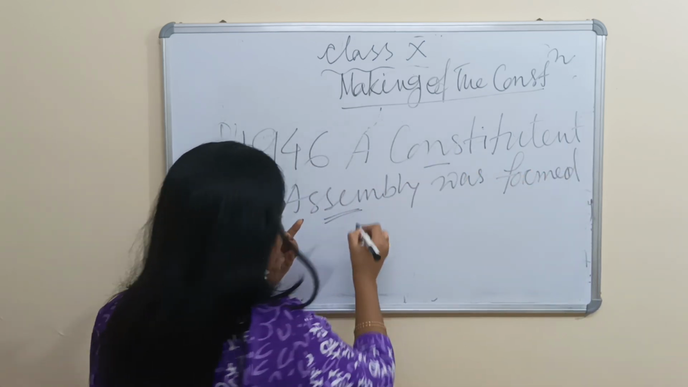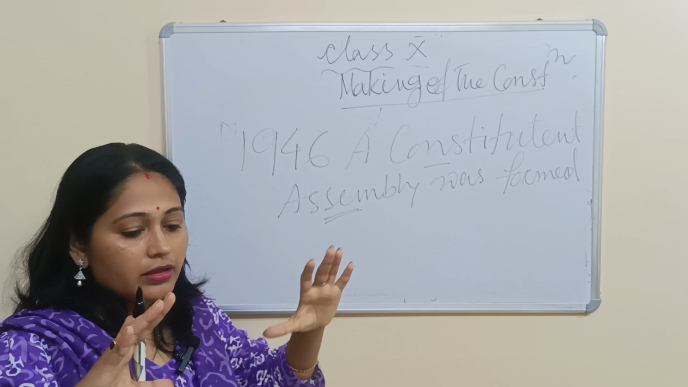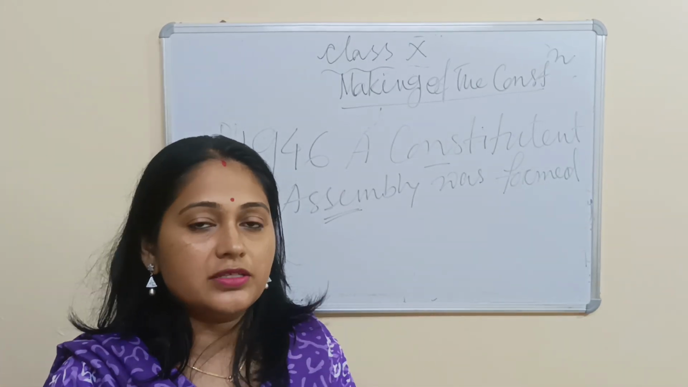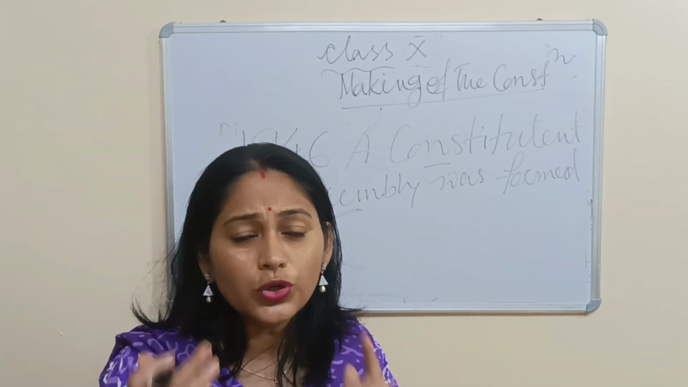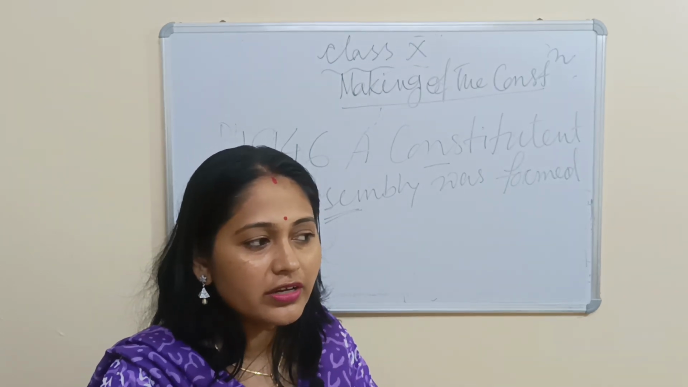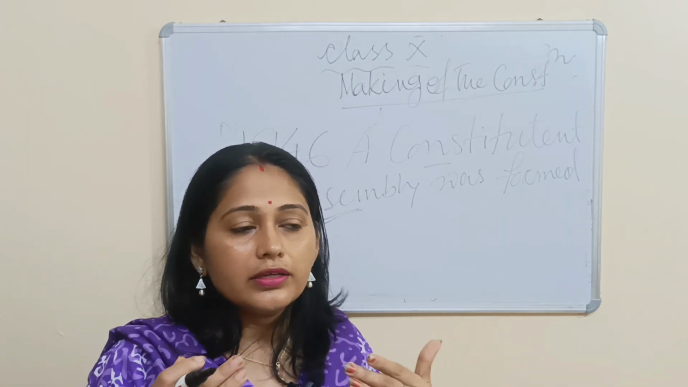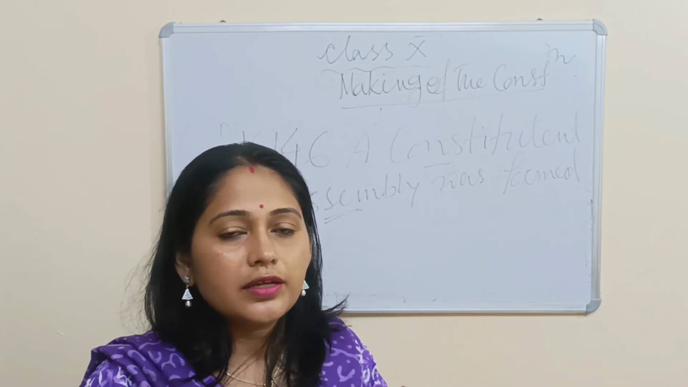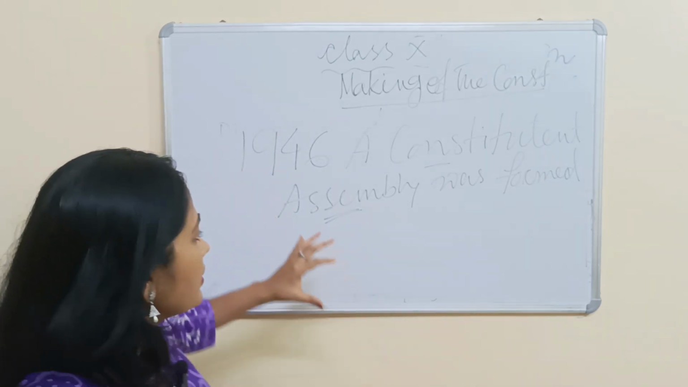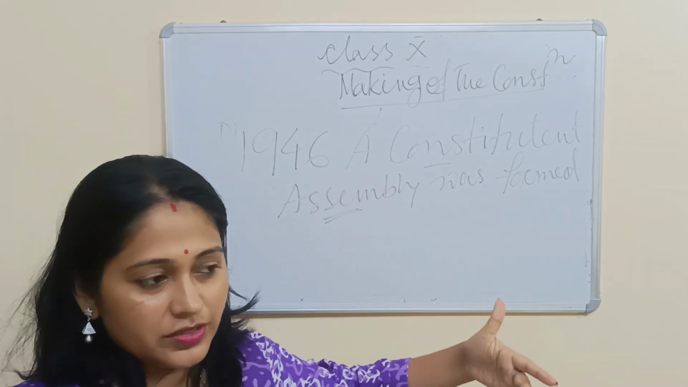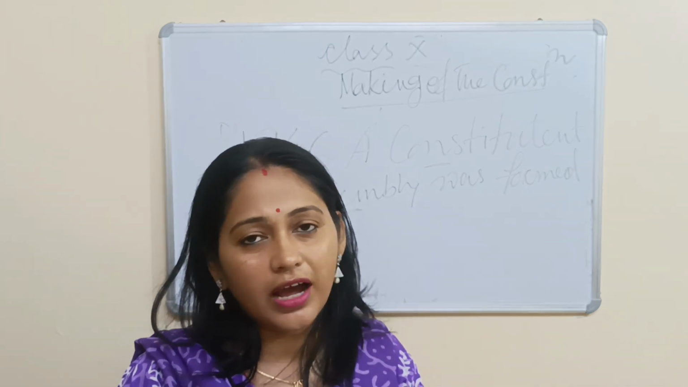So constituent assembly means a place where we gather. A group of members, leaders gathering in one platform to make the constitution. So constituent assembly क्या है? एक प्लेटफॉर्म है, एक जगह है जहां पर सारे लीडर्स, मेंबर्स गैदर टुगेदर, एक साथ हुआ संविधान बनाने के लिए. So in this assembly the members discussed how to make constitution, what principles, what should be included in the constitution.